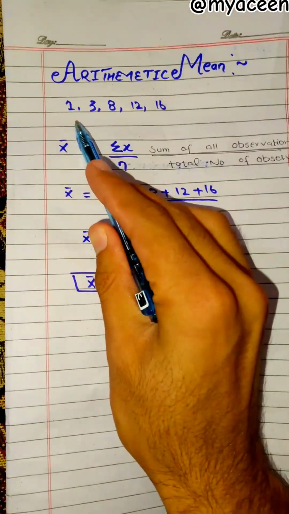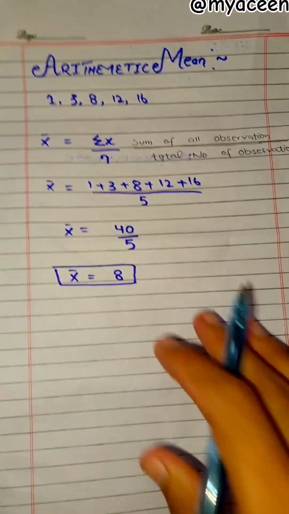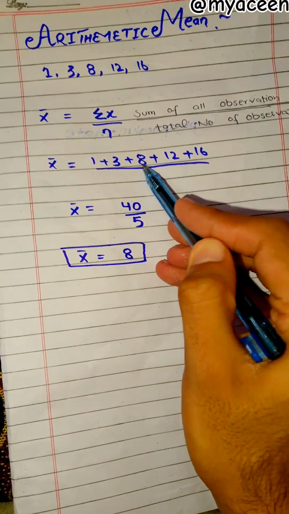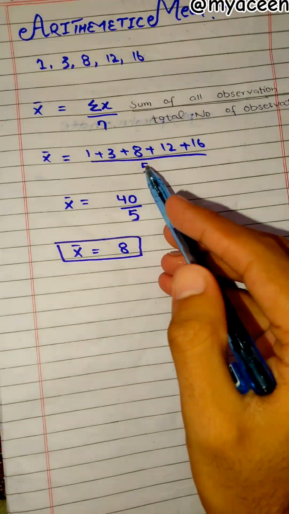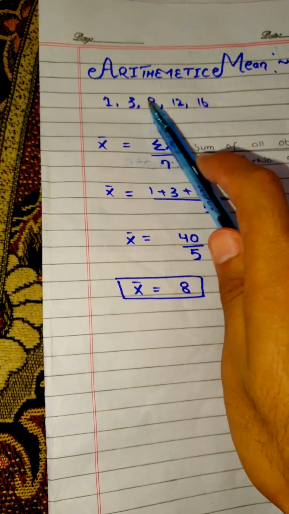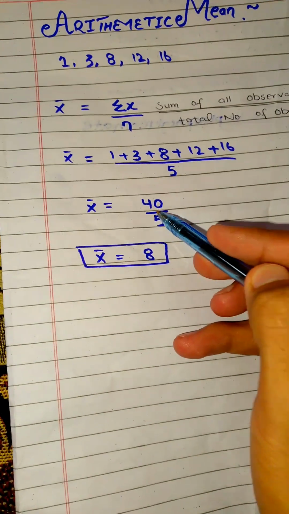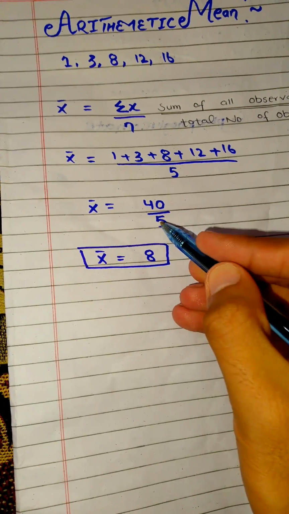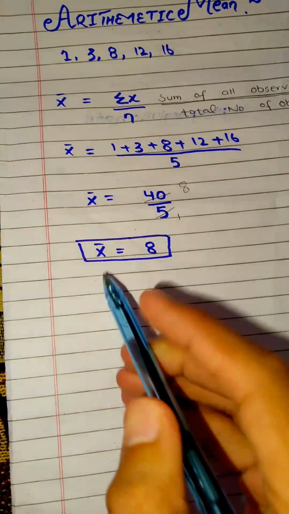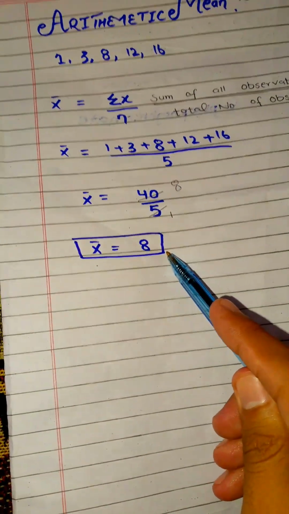We have the observations 1, 3, 8, 12 and 16. We just sum up all these observations, 1 plus 3 plus 8 plus 12 plus 16, and divide by 5, because we have 5 observations: 1, 2, 3, 4 and 5. The sum of all the observations is 40 and the total number of observations is 5. Now simply we can cut 5 and 8. So we get the answer: the arithmetic mean of the observations is 8.